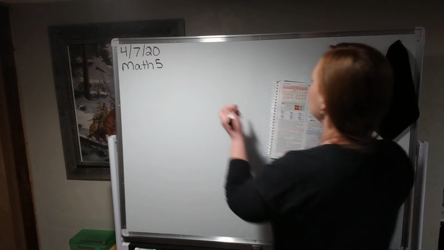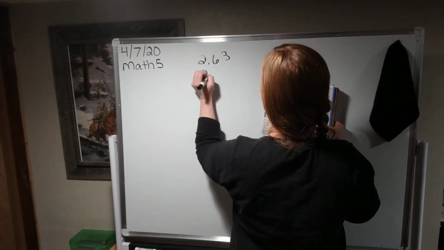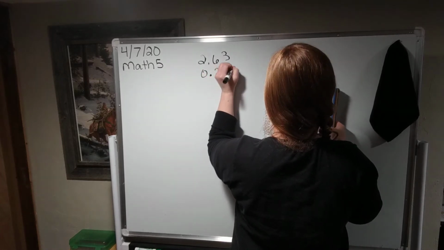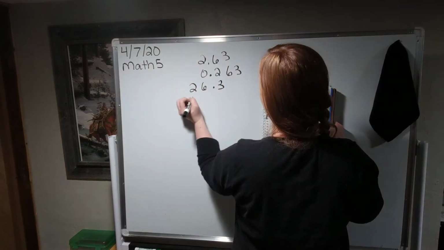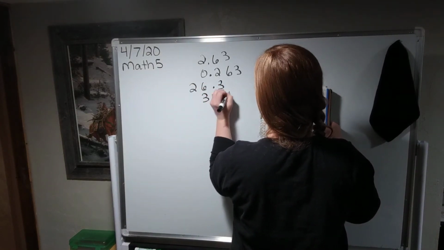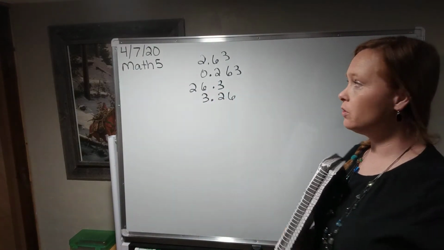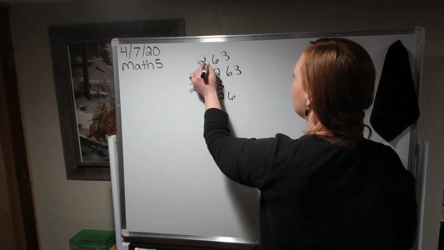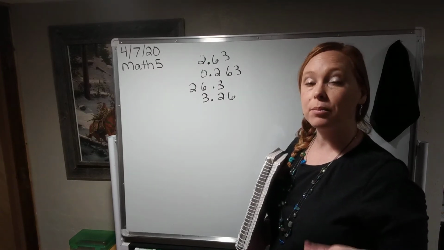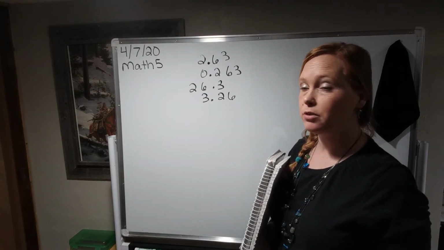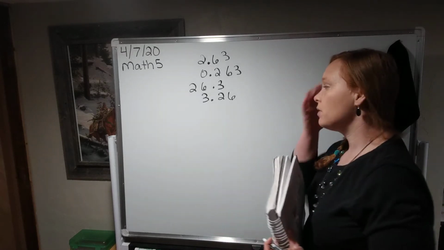Okay, so they give us some numbers. They give us 2.63, 0.263, 26.3, and 3.26. Okay, so if you'll notice when I wrote these numbers down, which is what I suggest for you to do, I wrote them vertically and I lined them up in their decimal points so that way they're ordered by their place value. And we want to look at their place value to see which is the greatest and which is the least. So here they want us to start with the smallest number.